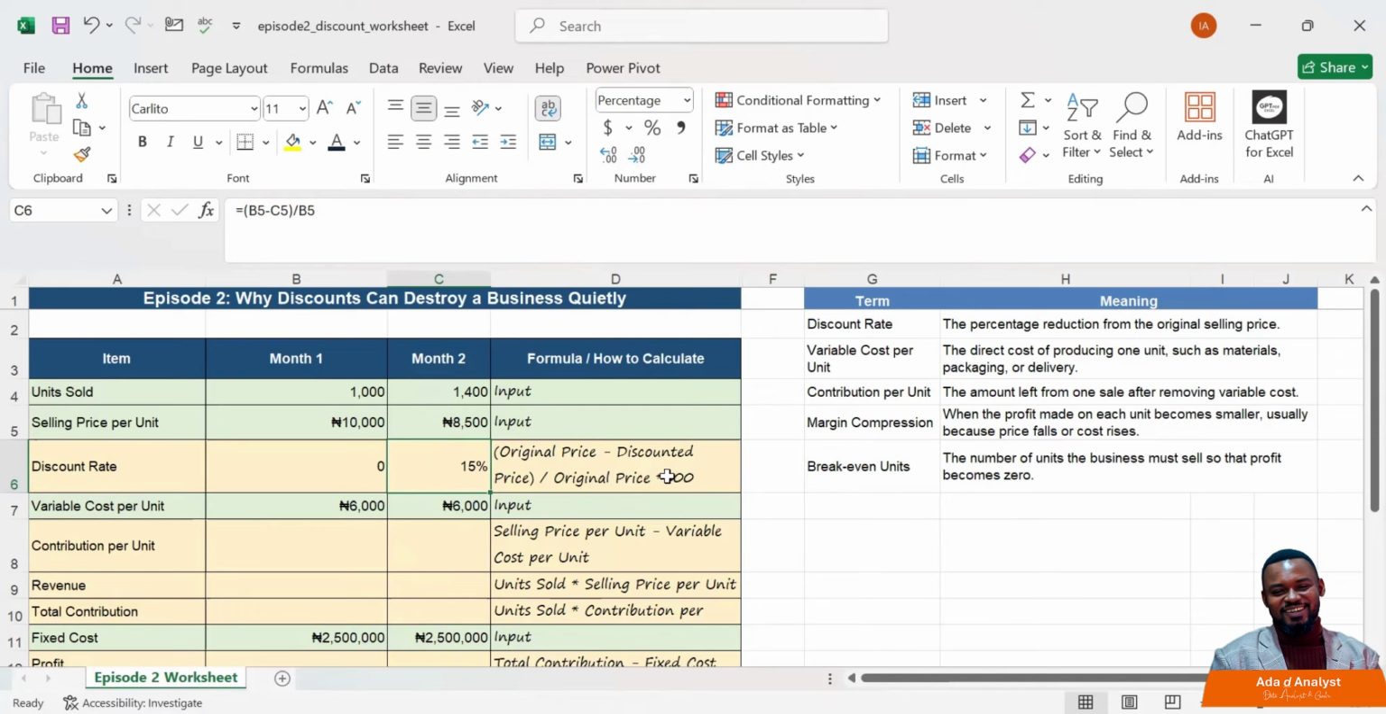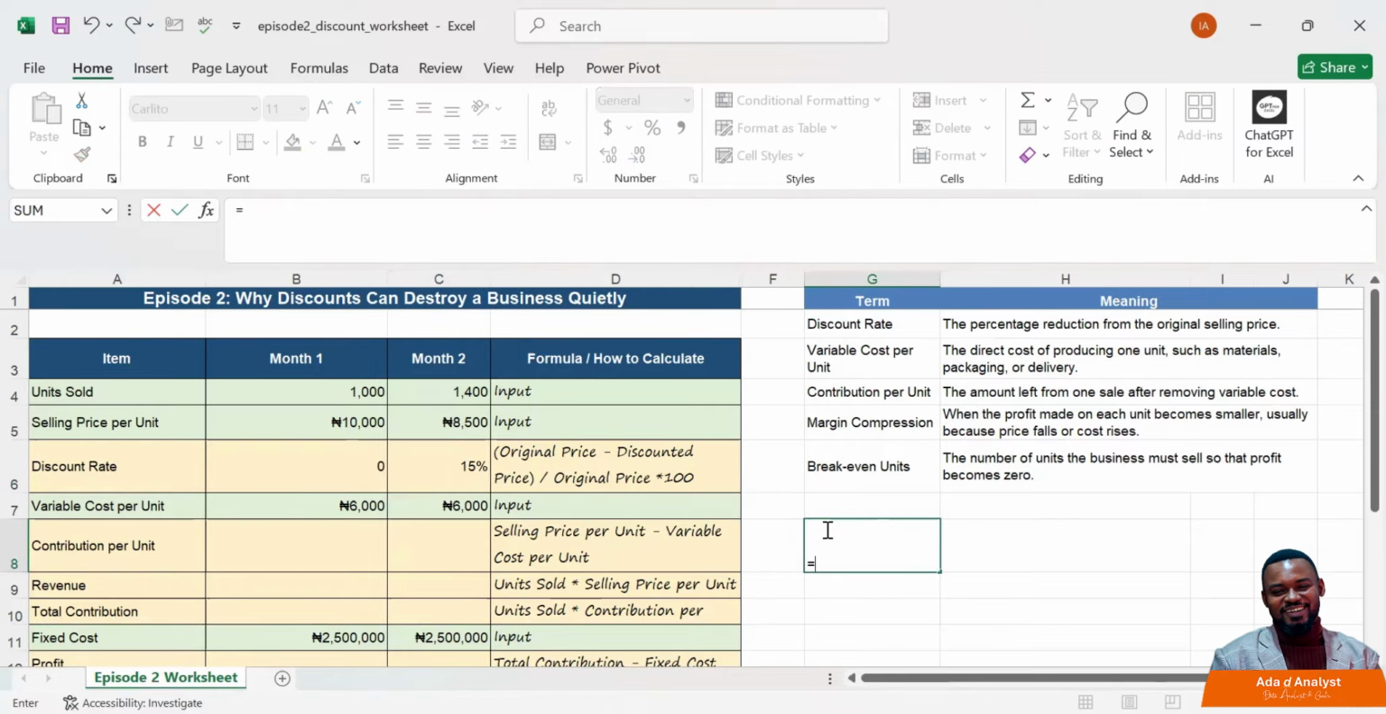You notice that we didn't have to multiply by 100, because if we multiply by 100, it will just give us 15. Our original answer would have been, for instance, let's do it here so that you see. If we say equals, open parentheses, 10,000, for instance, minus 8,500, close parenthesis, divide by 10,000, gives us what? 0.15. But if we multiply this by 100, it's going to give us 15.